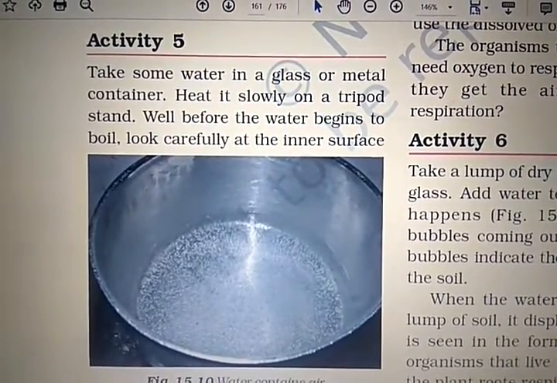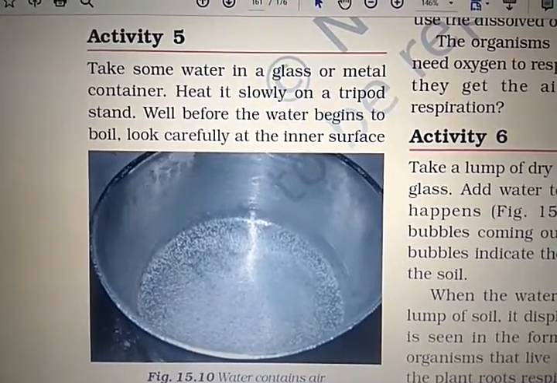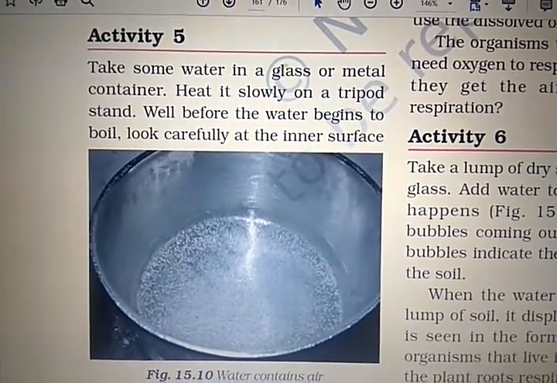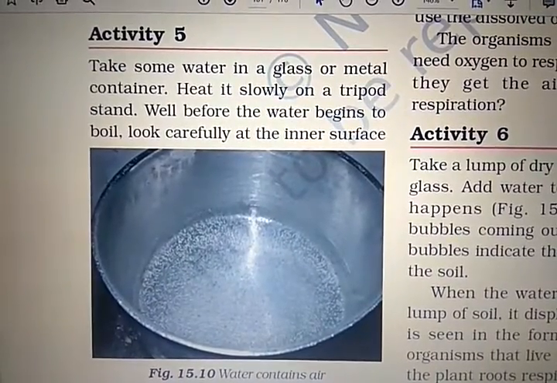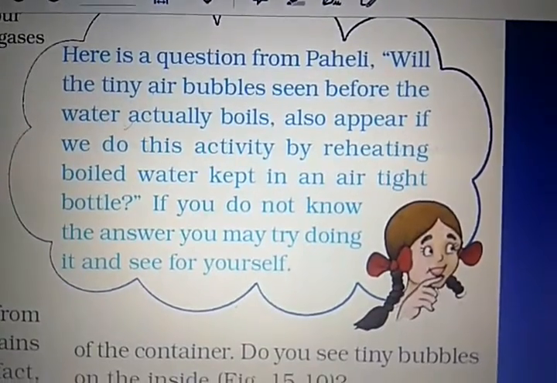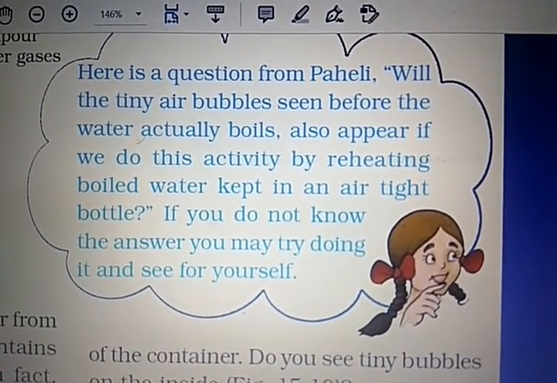Dear students, take some water in a glass or metal container and heat it slowly on a tripod stand. Before the water begins to boil, look carefully at the inner surface. On that inner surface you find some bubbles.